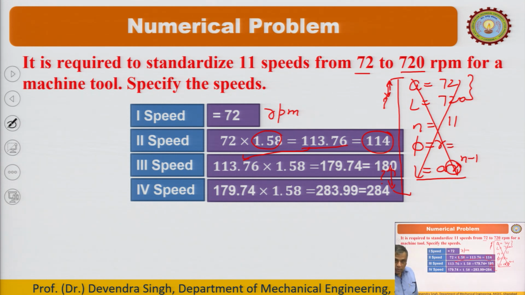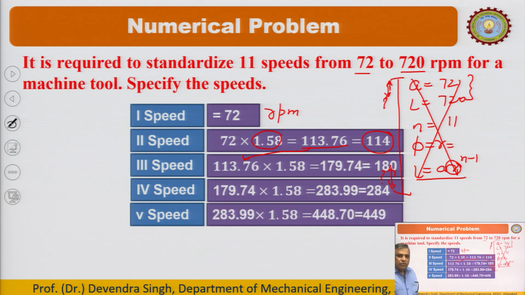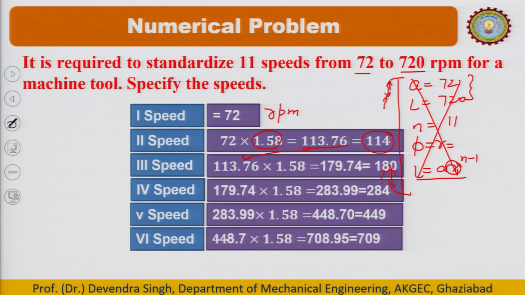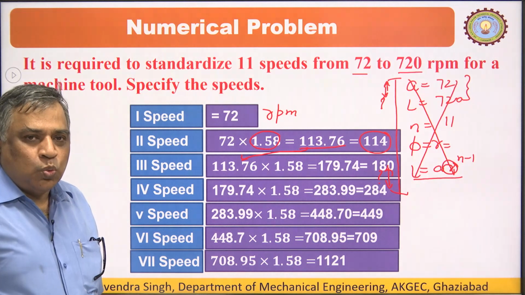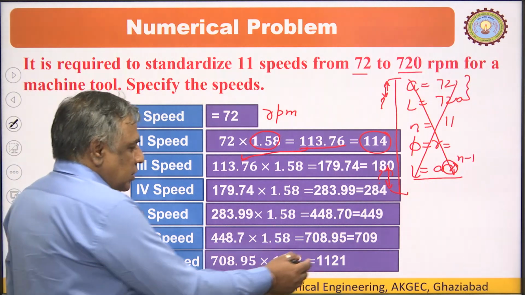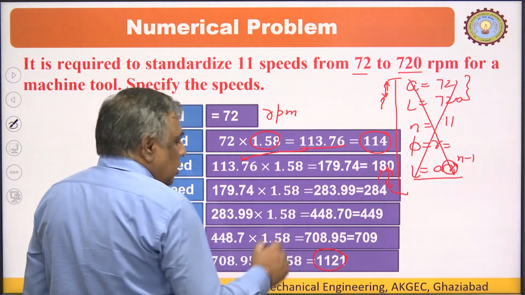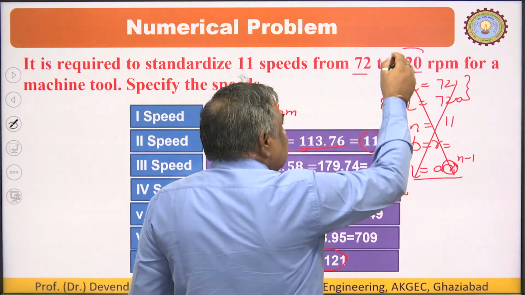284 RPM. Fifth speed we are getting 449 with the same. Sixth speed, this is 709. Seventh speed, this is 1121. This is 1121 and our range is this.